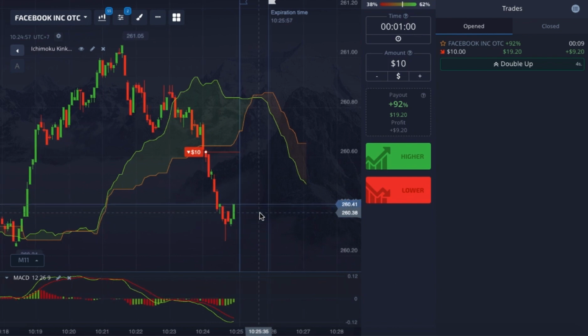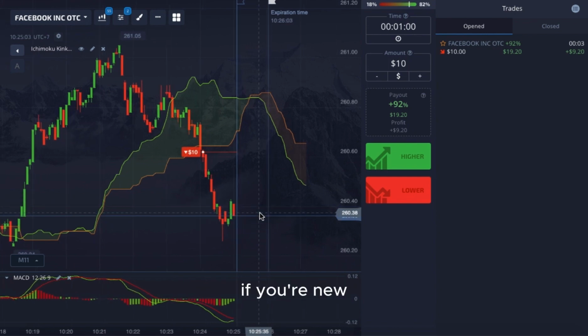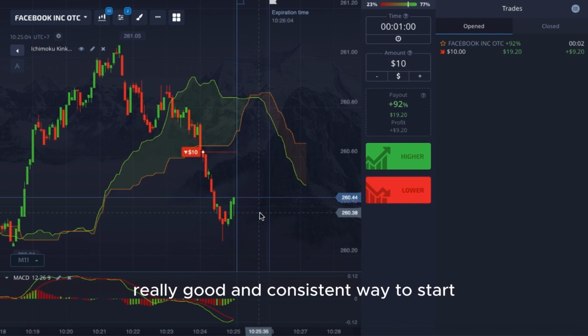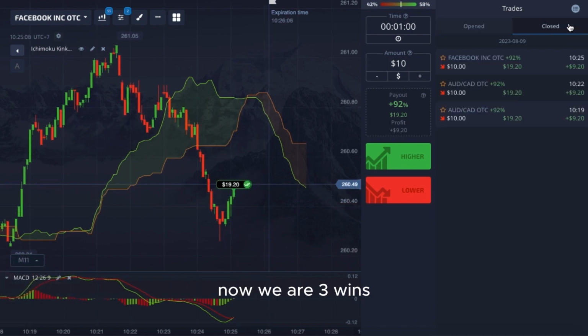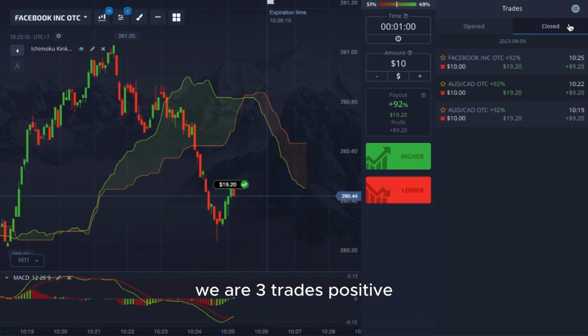I like this way of trading a lot. If you're new to binary options, this is a really good and consistent way to start. Now we have 3 wins. We have 3 trades positive.